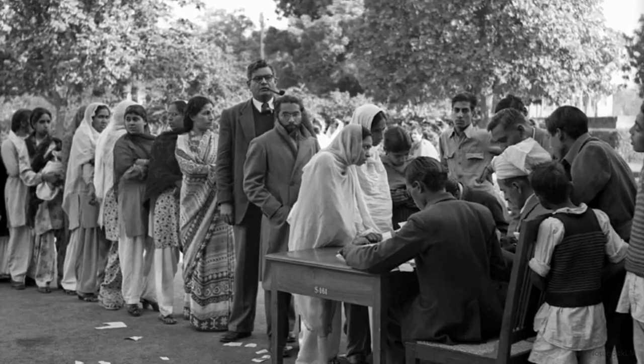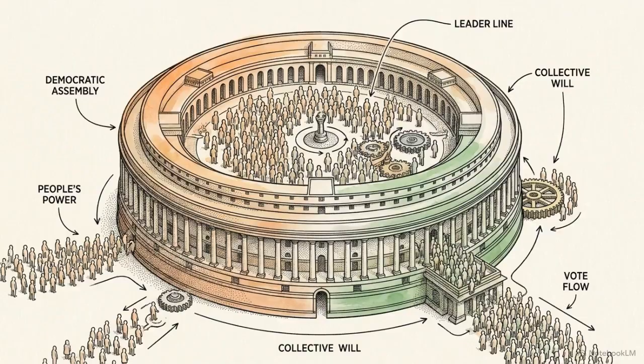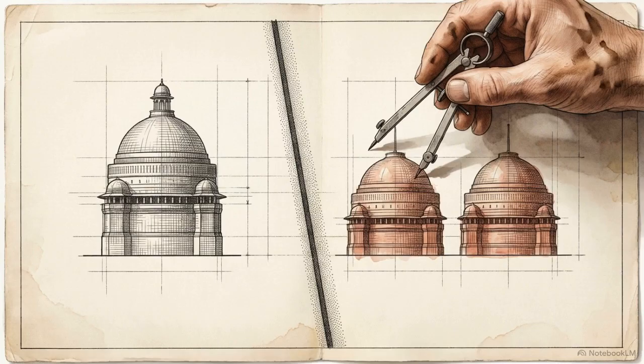Over 1 billion people, representing thousands of distinct cultures and languages, require a system that translates that variety into a fair collective voice. The architects of the Constitution faced a specific choice. Why adopt a bicameral or two-house legislature instead of a simpler single-chamber system?